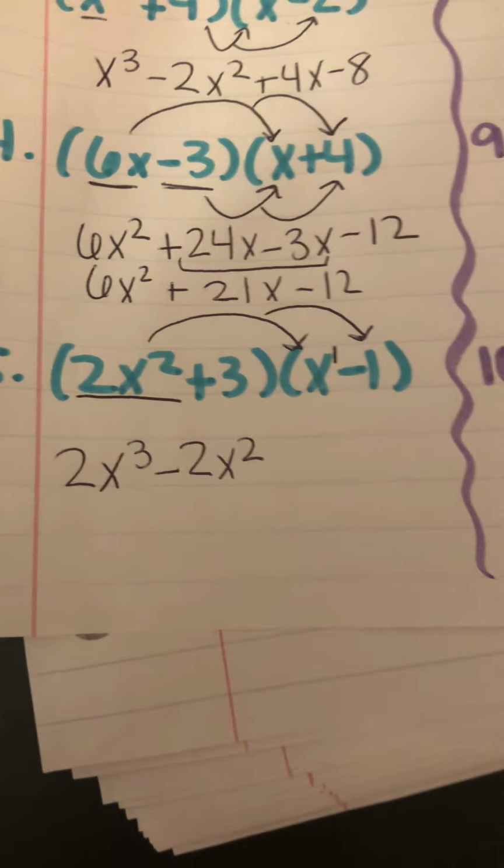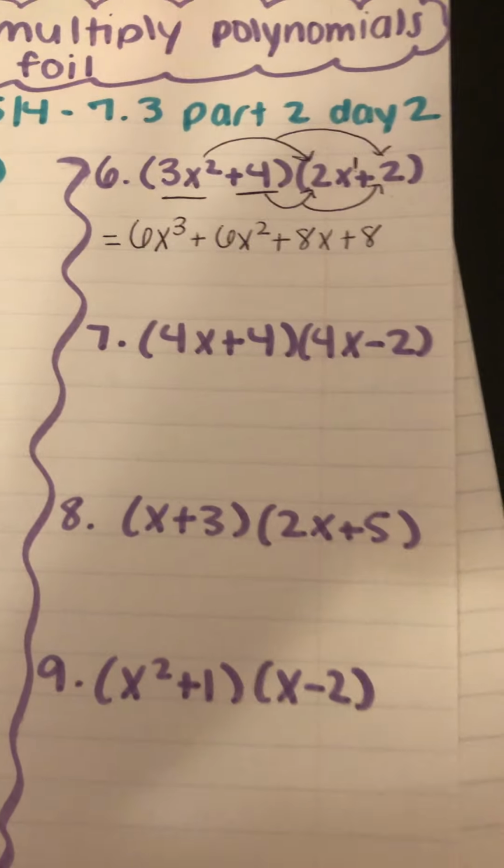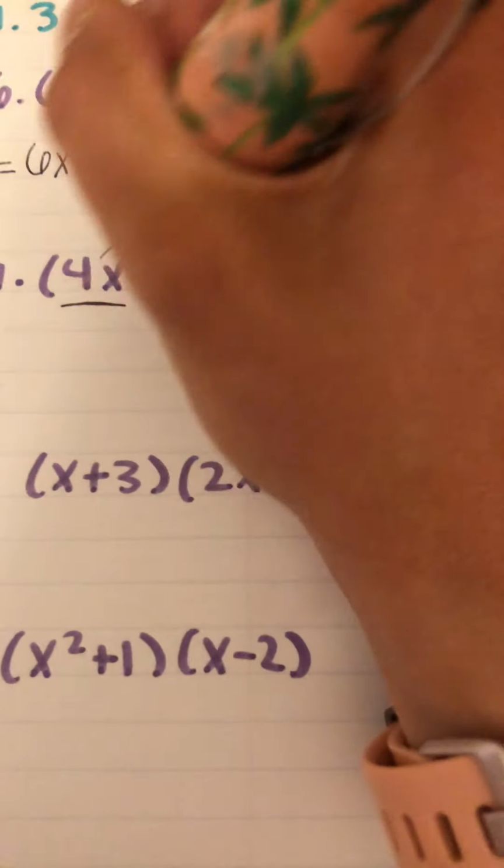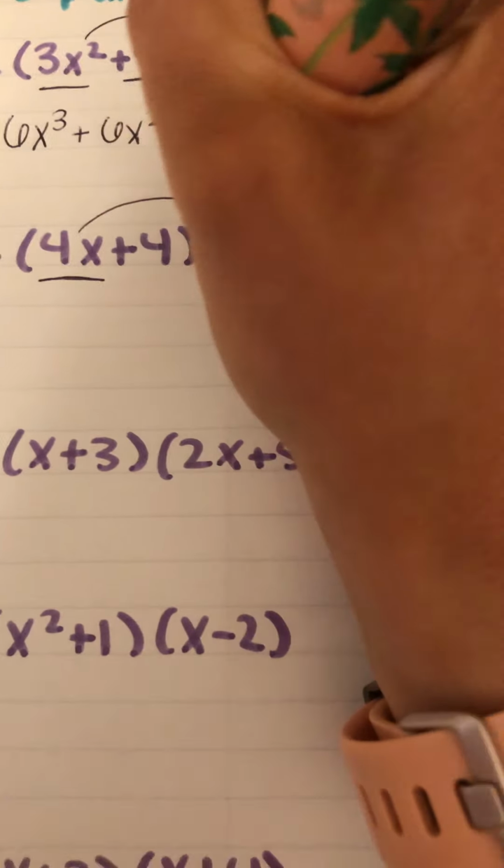Number 7, I have 4x plus 4 times the quantity 4x minus 2. Again, I'm going to start with my 4x first, and that is going to get distributed here and here. I am doing 4 times 4, which is 16. x times x is x squared. So 4x times 4x is 16x squared.